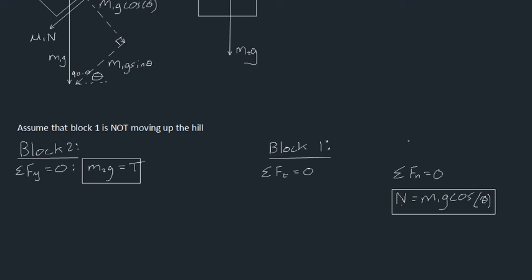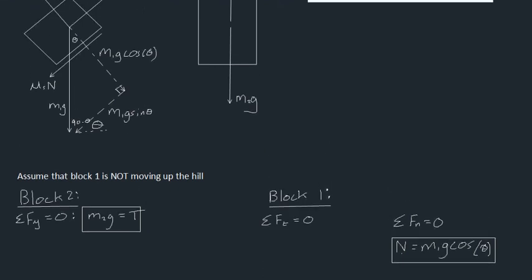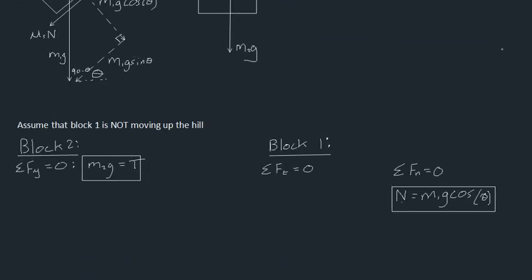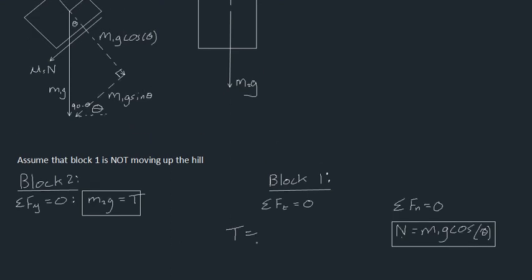Alright, well, that's one equation. Now let's use the sum of forces in our tangential direction is equal to 0. Well, what are our forces in our tangential direction? Well, we've got our tension, T, acting up the hill, and that's going to be equal to all the forces acting down the hill, which is going to be equal to our friction force, mu s N, plus our component of gravity in our tangential direction, which is going to be m1g sine theta.